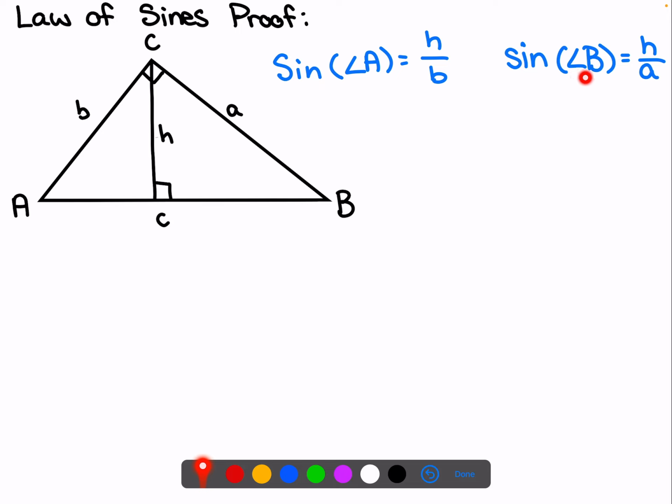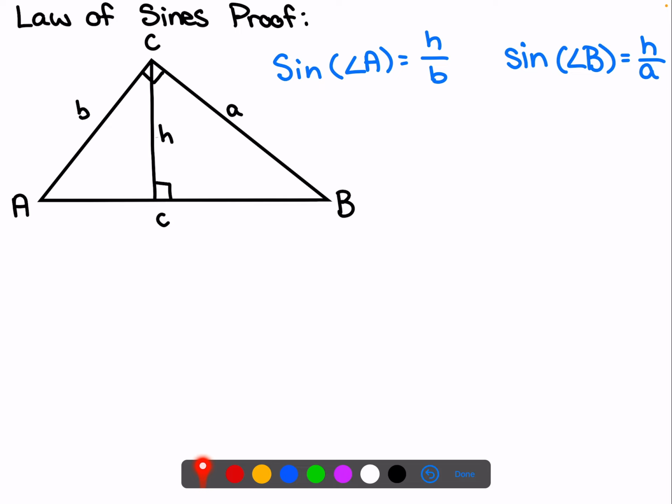Next, I focus in on angle B. So sine of angle B, well, opposite is H. Hypotenuse is A. So sine of angle B is equal to H over A. So we now have our two trig ratios for our sine function.